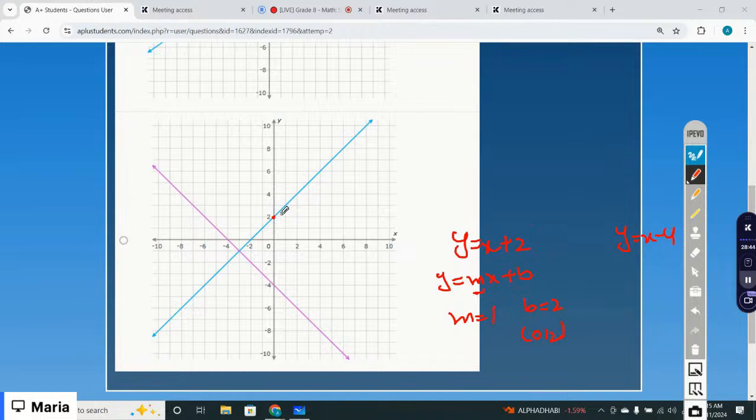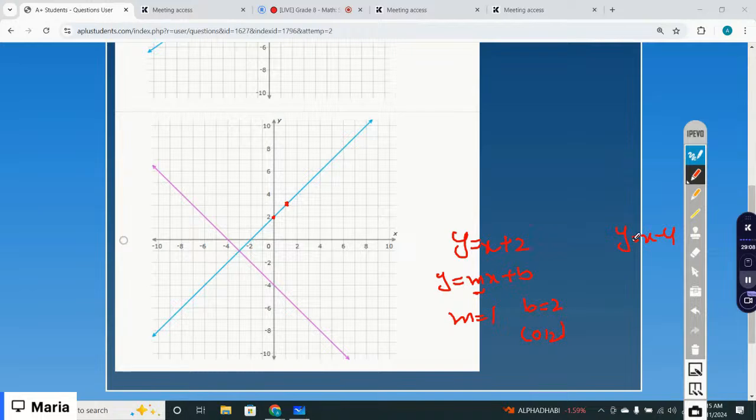Then the slope is 1. That means you need to move right 1 and up 1, right? So right 1 and up 1, here is another point. When you move right 1 and up 1, you have another point. Just join these 2 points and make a line, right? So here is the line.